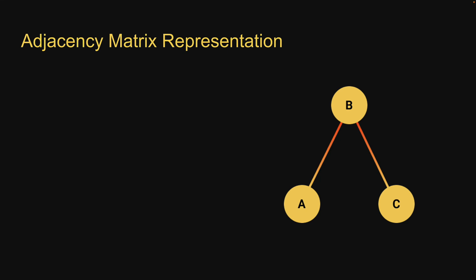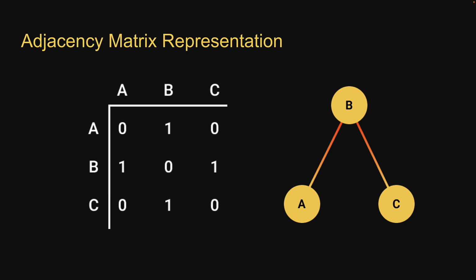Here is a graph and its corresponding adjacency matrix. We have three vertices, A, B, and C. We have the vertices as both rows and columns on the left-hand side. 1 in the matrix indicates an edge connecting the two vertices. Since we have an undirected graph, A is connected to B, B is connected to A, B is also connected to C, and C is connected to B.